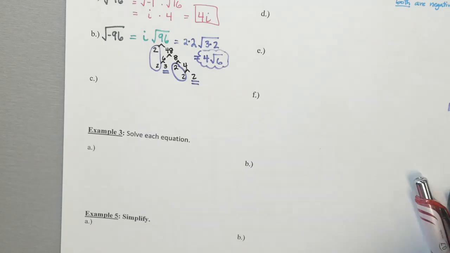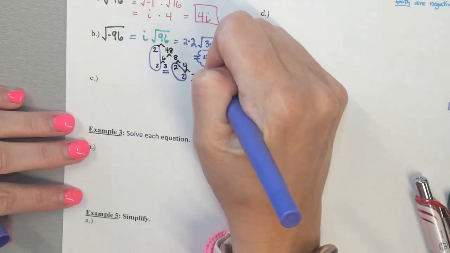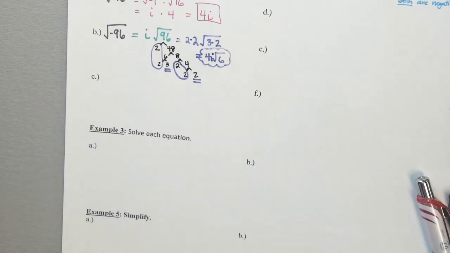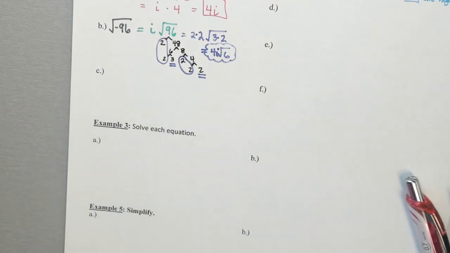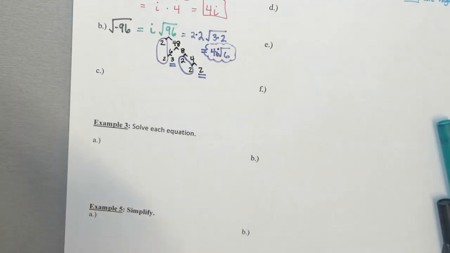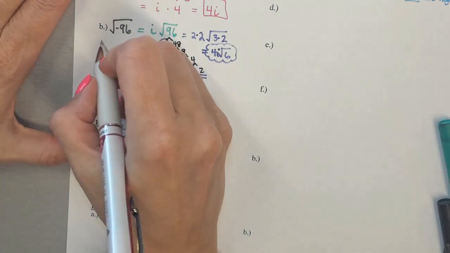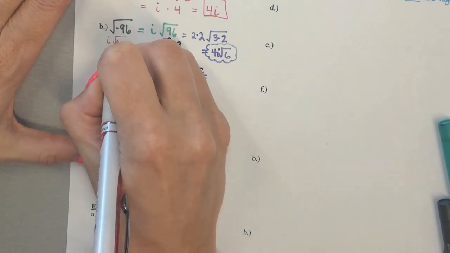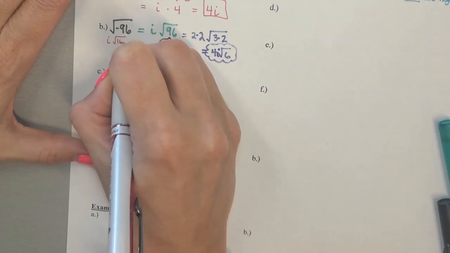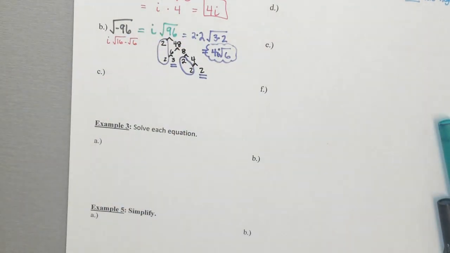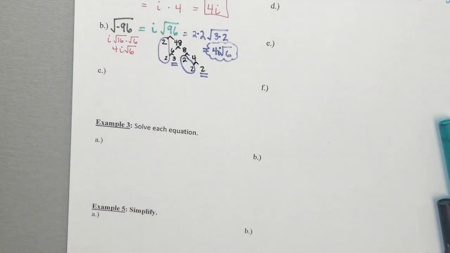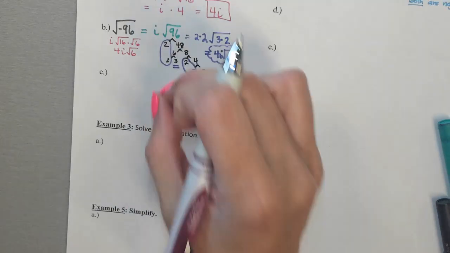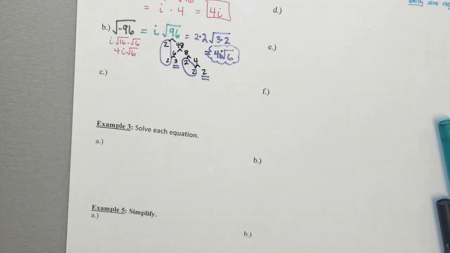Then you have to put the i with it. I'm going to put the i in there so I don't have to write it again. So you have 4i times root 6. You can also find a perfect square that goes into this. You can rewrite this as i times the square root of 16 times 6, and that would be 4i root 6 as well. That's another way you can simplify it. So you can choose whether you want to use pairs in order to come out.